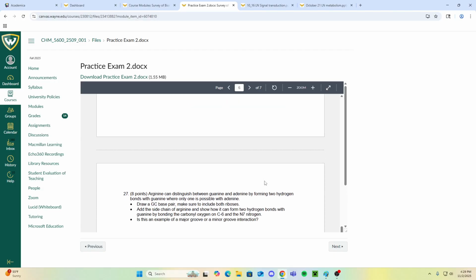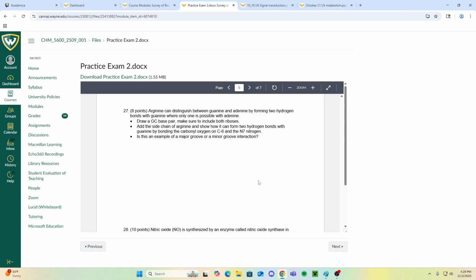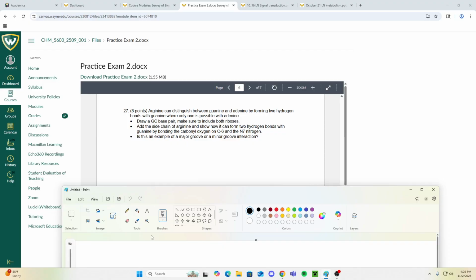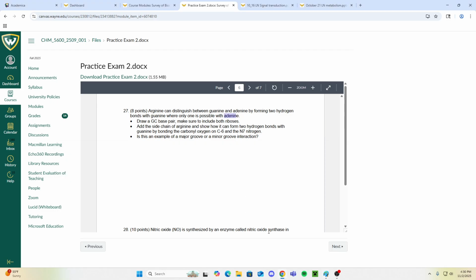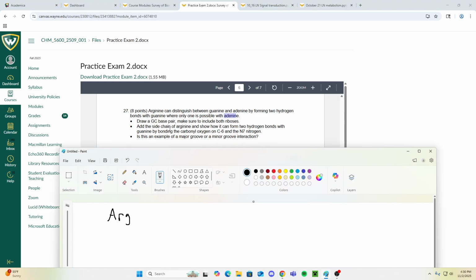Okay, let's move on to the next problem here. So arginine can distinguish. Here's another amino acid we're going to have to draw. So let's bring it up right here. We're going to have to draw arginine, which has the three-letter symbol ARG, can distinguish between guanine and adenine by forming two hydrogen bonds with guanine where only one is possible with adenine. So we're drawing a GC base pair.